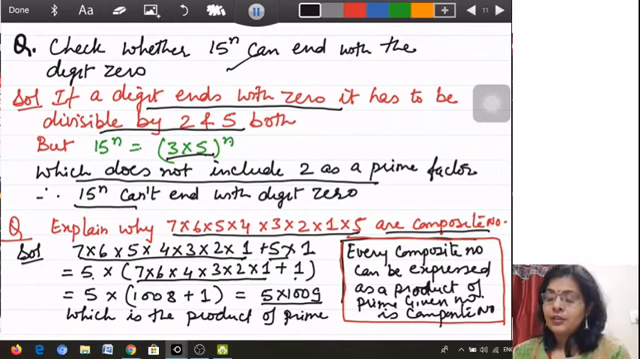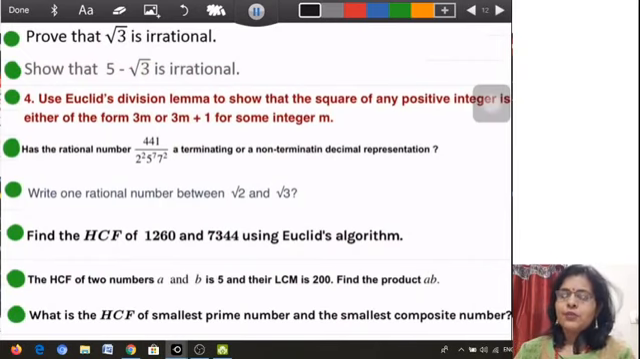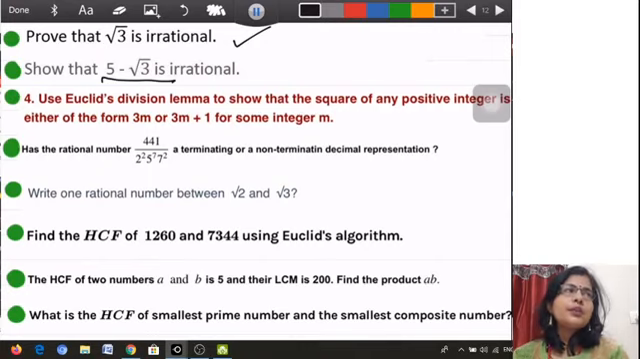Before finishing this session, I just want to give you some questions, and I will also discuss some questions with you. This was the question which has been taught to you, that you prove that root 3 is irrational. I have taught you that root 2 is irrational. In the similar manner, you will do this one. And this also: 5 minus root 3 is irrational. The same way you will take root 3 on the right hand side, and you can proceed.